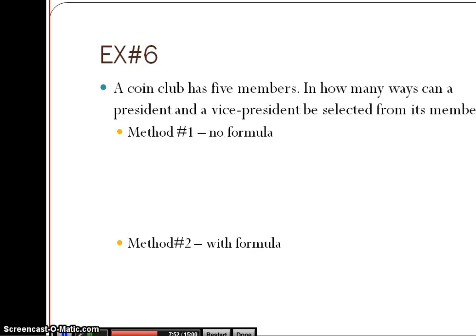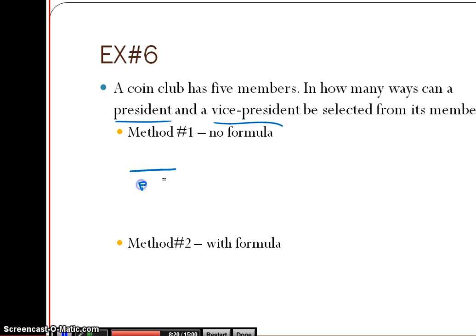Okay, so here we have a coin club that has 5 members. And how many ways can you select a president and a vice president from its members? Okay, so here it's kind of like lining up, where the first person in line would have the title president and the second person in line would have the title vice president. So if you're having titles, or if coming in first place and second place is different, then order is going to matter. So method 1 would be no formula.